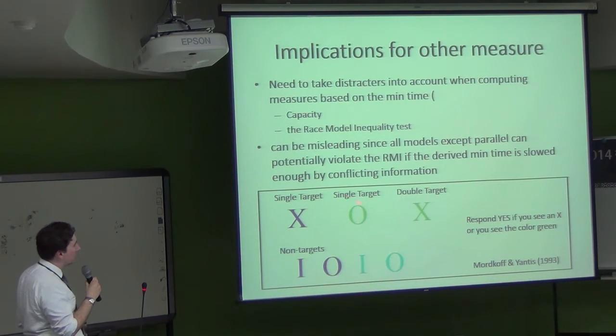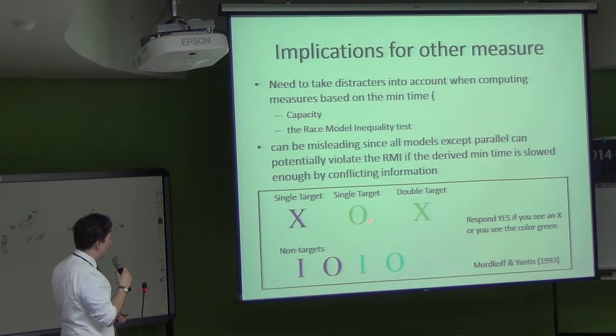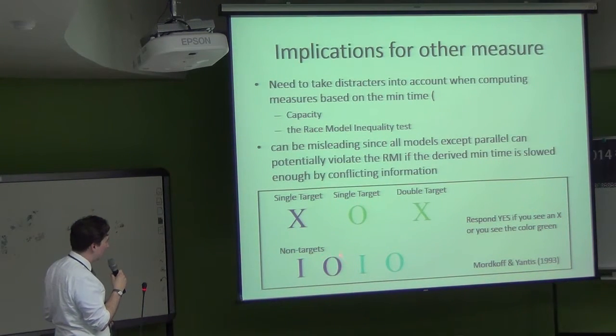So these single targets are not pure single targets. They carry information about the non-targets. So this is also not an X, so it falls into this non-target category. This is also not green.